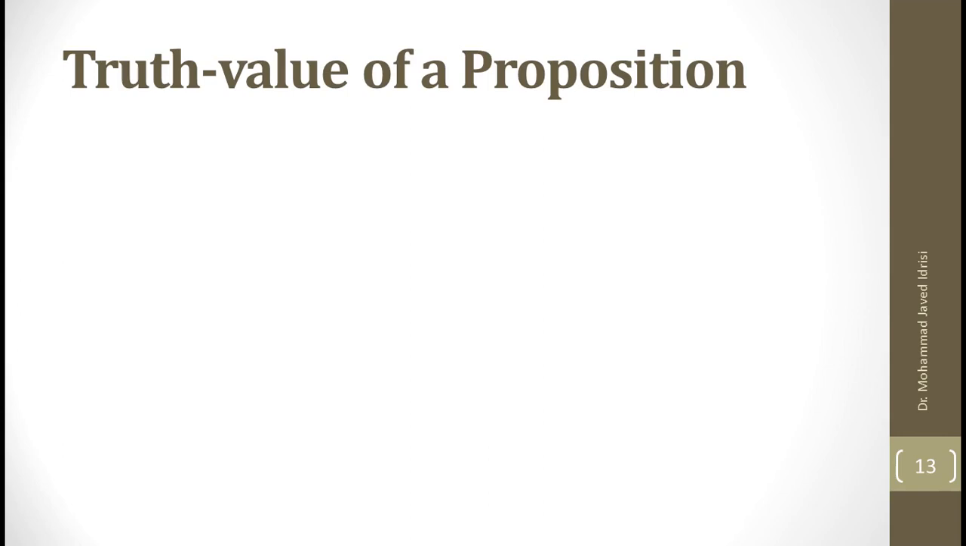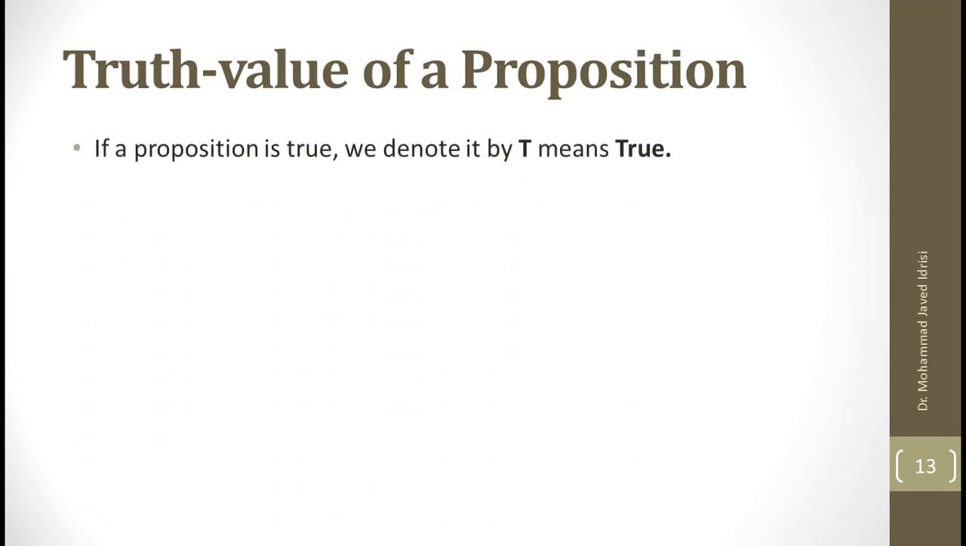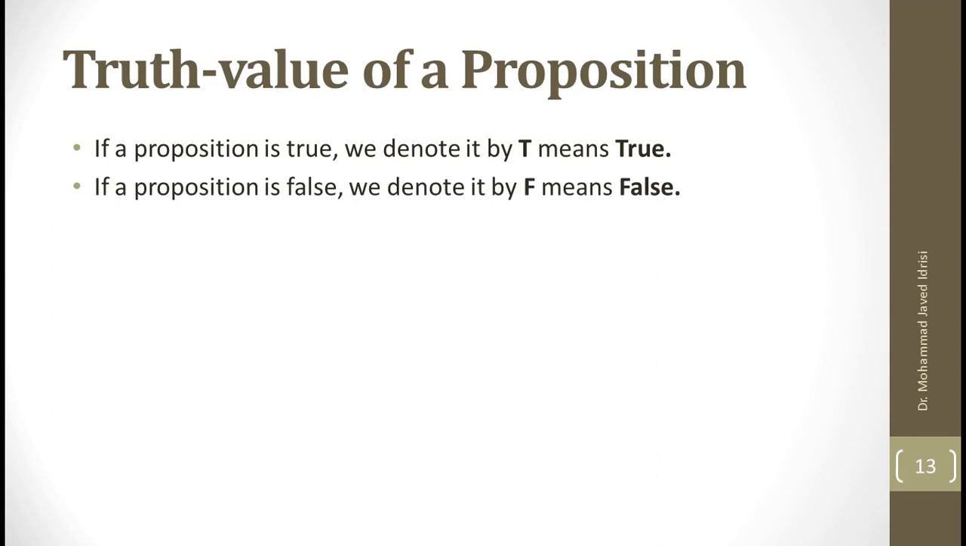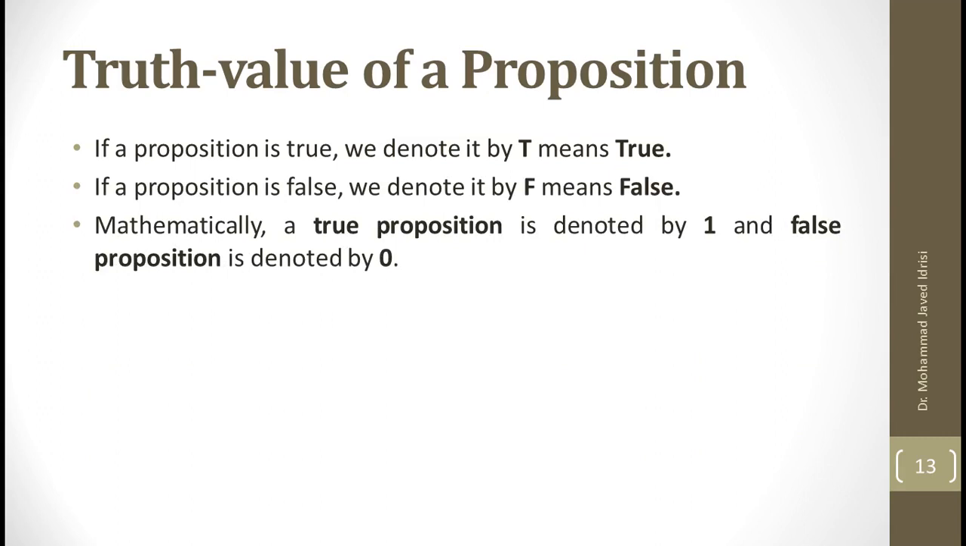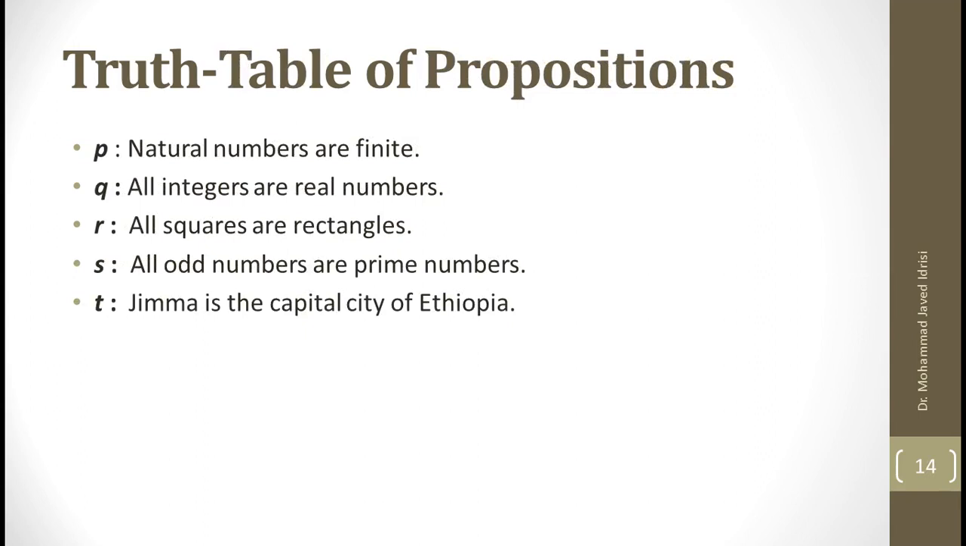Now, how to write a truth value of a proposition? If a proposition is true, we denote it by capital T, means true, and if it is false, we denote it by capital F, means false. Mathematically, a true proposition is denoted by 1 and false proposition is denoted by 0. Let us consider 5 propositions P, Q, R, S and T. P is natural numbers are finite, Q all integers are real numbers, R all squares are rectangles, S all odd numbers are prime numbers, and T Jimma is the capital city of Ethiopia.